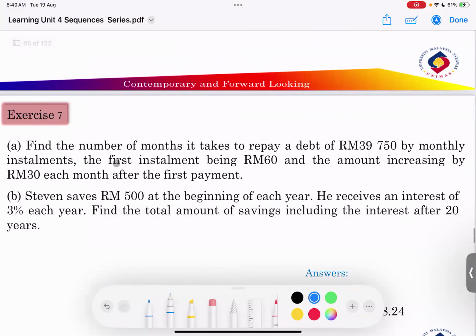A, find the number of months it takes to repay a debt of 39,750 by monthly installments. The first installment is 60 ringgit and the amount increases by 30 ringgit each month after the first payment. Okay, so you see this one, the debt is this amount of money, the monthly installment needs to be paid, and the first installment is 60, increasing 30 ringgit each month after the first payment.